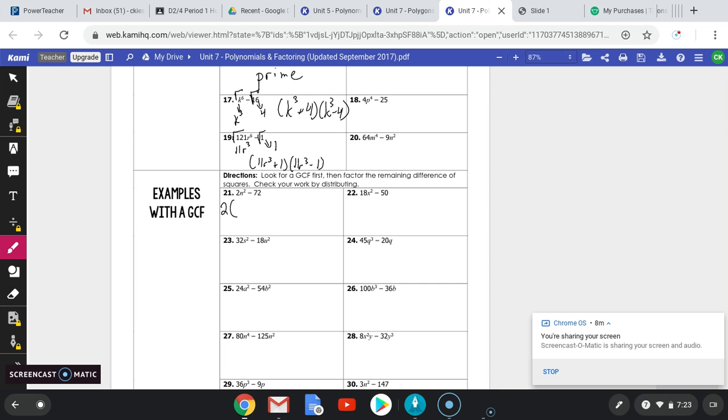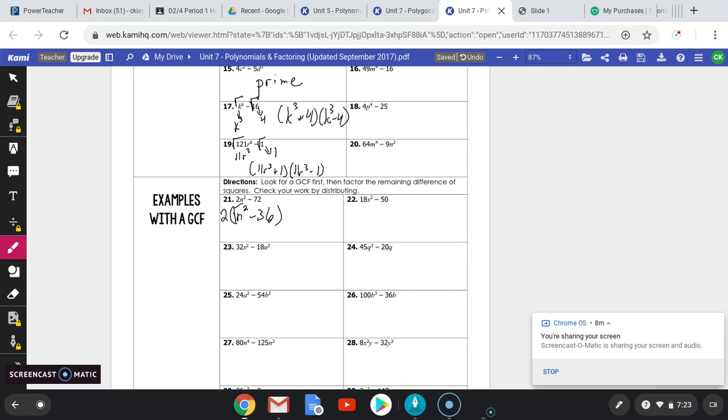Well, what's left over? N squared minus 36. And then as the problem says, what's left over, can that still be factorable? And yes, it is. This is a difference of squares. Square root of n squared is n. Square root of 36 is 6. So my final answer is, can't forget this 2, and then n plus 6, n minus 6.